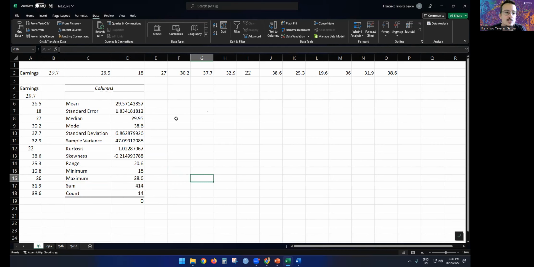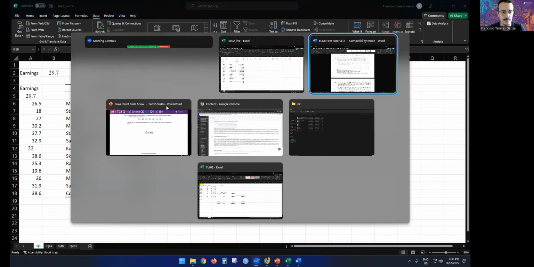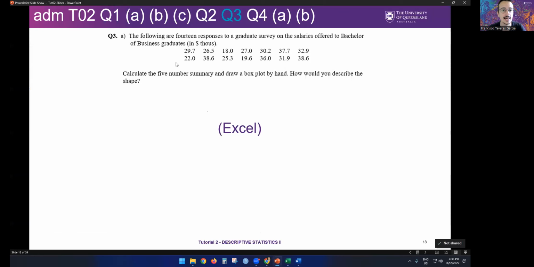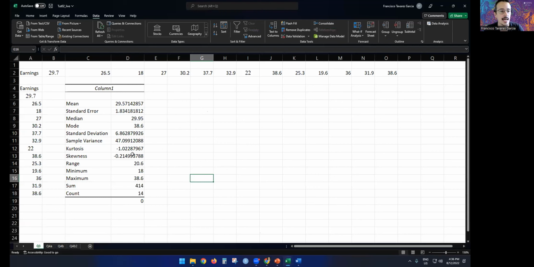Another thing that is super interesting, we want to do a box plot, right? So let's go back to our question. Whoop, so many things open. Calculate the 5-number summary and draw a box plot by hand. Harry already shared some numbers. And how does it work, this 5-number summary? I think we're looking at the minimum, at the maximum. So let's put a few things together.